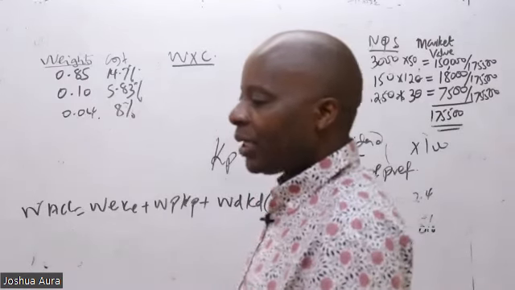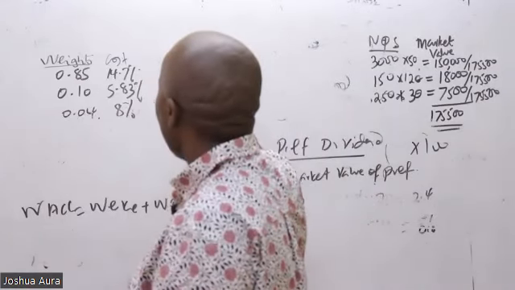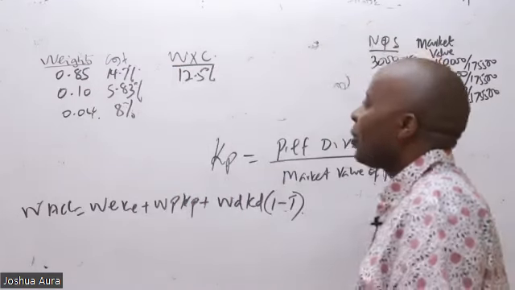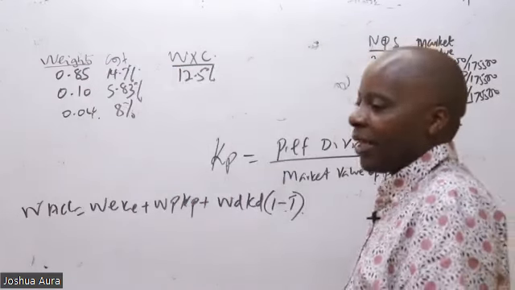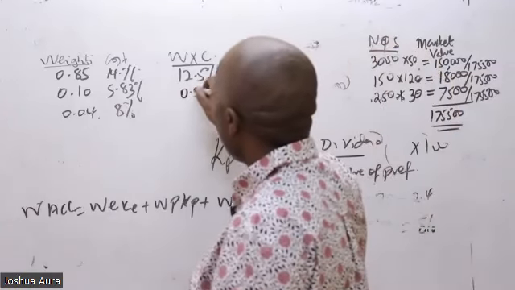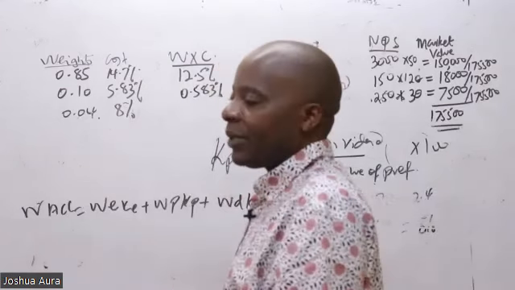So according to Grace C, it is 12.5%. Then we have this one here, 0.1 times 5.83%. I have 0.583, so we have 0.583%. Then the last one is 0.04 times 8%.